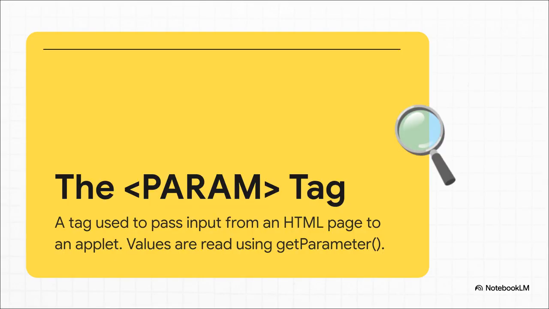But what if you need to give your applet some starting info from the get-go? Well, that's where the param tag comes in. You nest it right inside the applet tag, and then inside your Java code, you can grab those values using the getParameter method. Super useful.